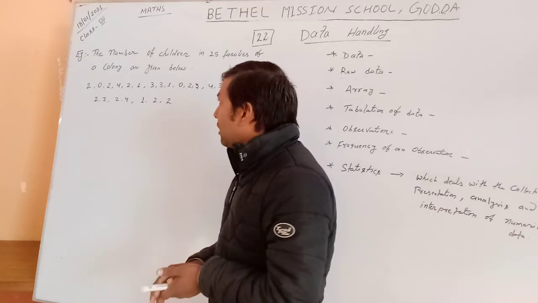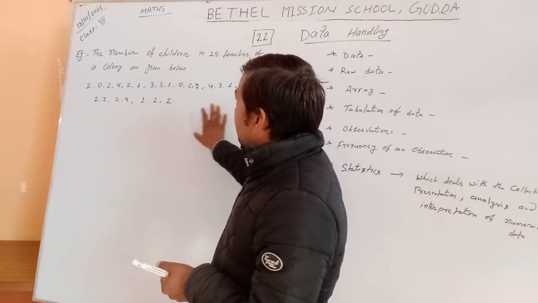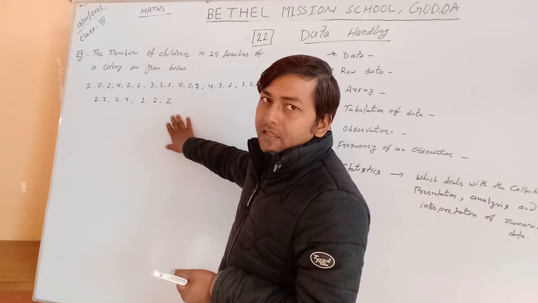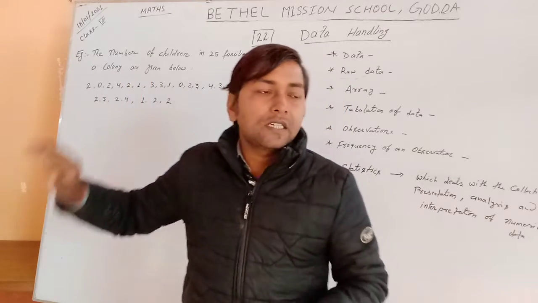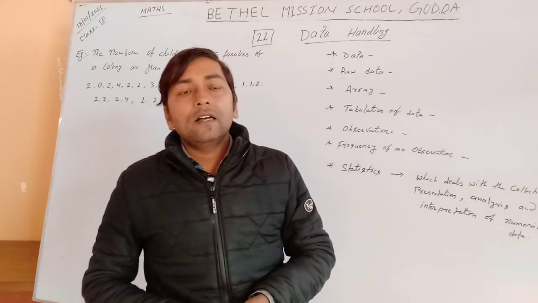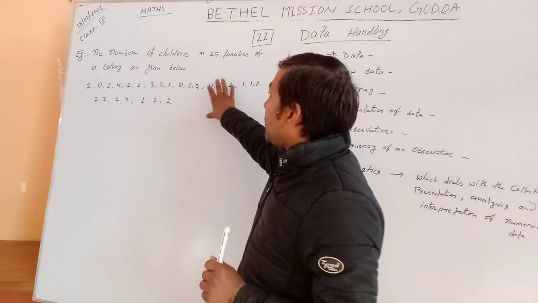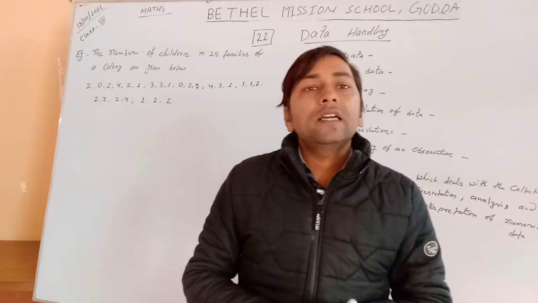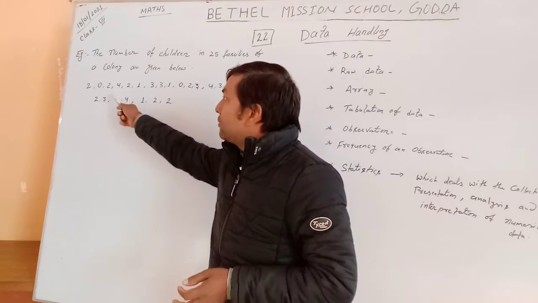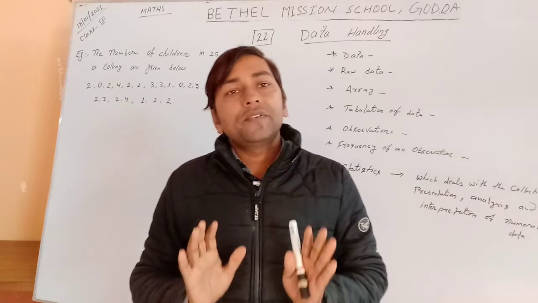Now, these values whatever are given, this is known as the data. So, first, what is the data? Data means the information. What is the information? The number of children in 25 families. This information is written in numerical figures. These are the numerical figures: 2 0 2 4 2 1 3. Okay, these are the numerical figures.